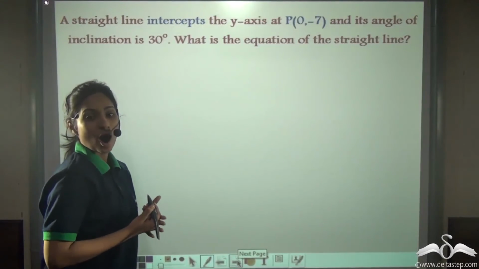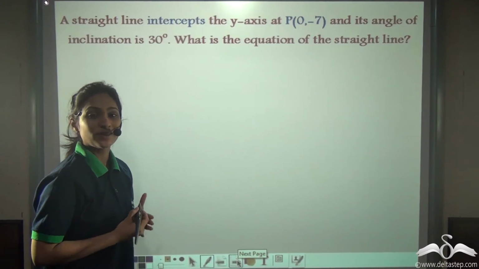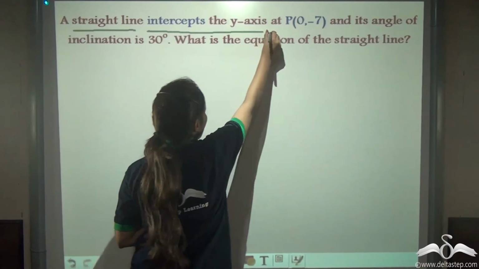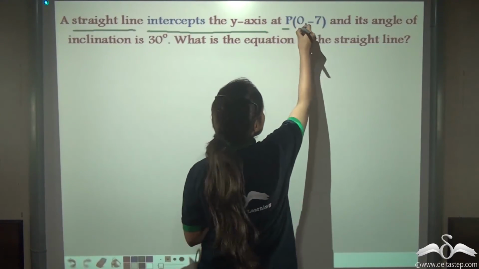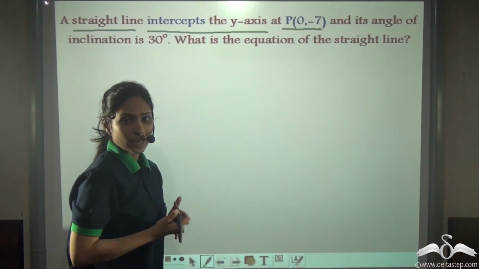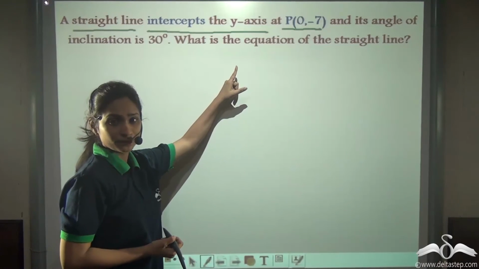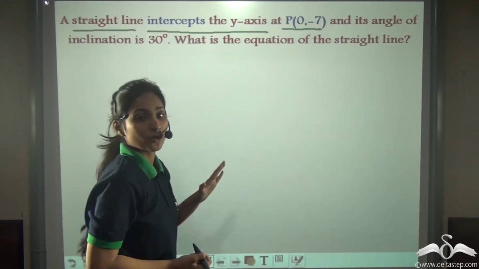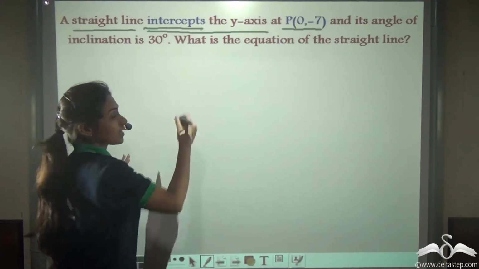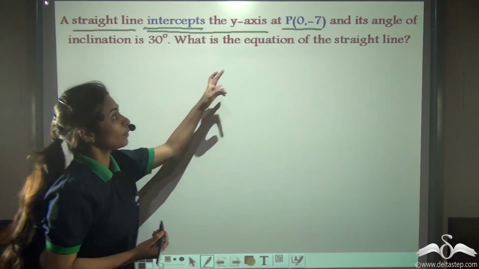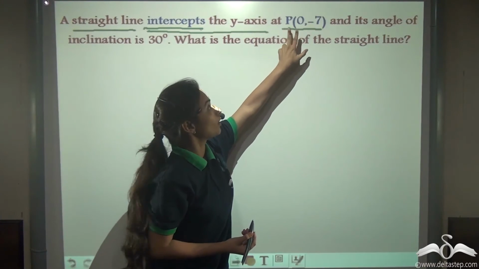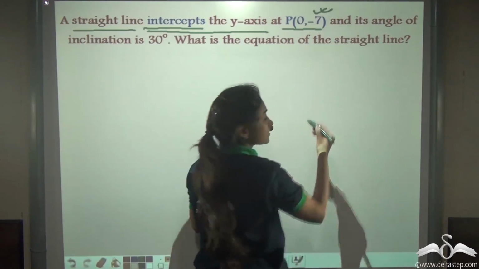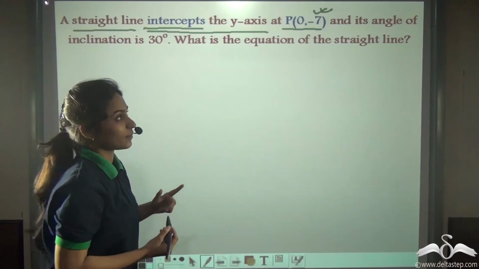Now you will see how we will apply this slope-intercept form in our sums. Here, a straight line intercepts the y-axis at a point P, which is (0, -7). Getting confused? Is this a coordinate here? See, this coordinate has been given to you just to give you the information about the y-intercept. Can you tell me what is the y-intercept? By looking at this point, the y-intercept is minus 7. So you have been given the y-intercept here.